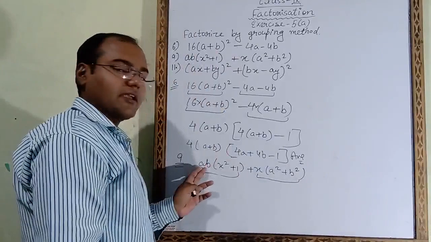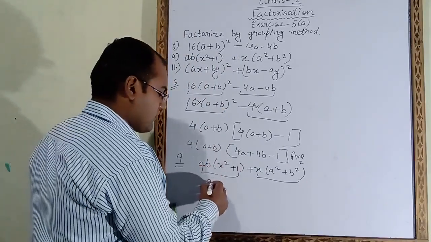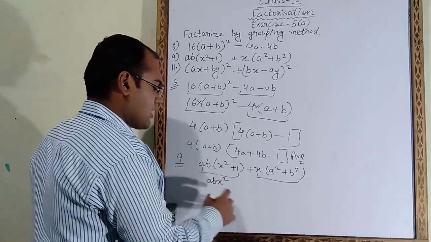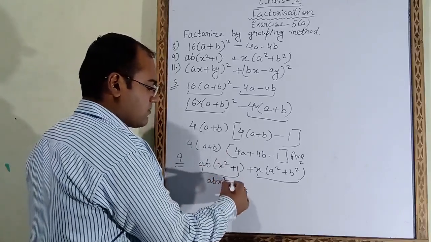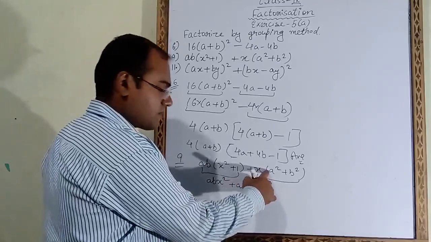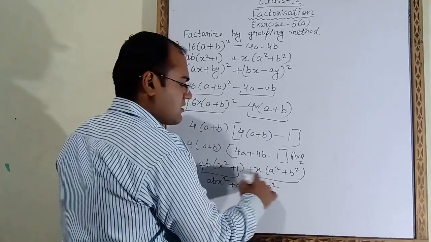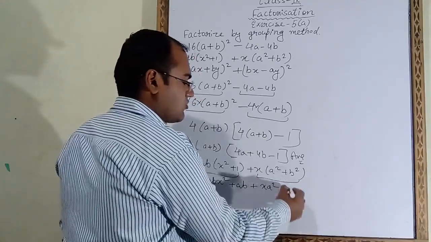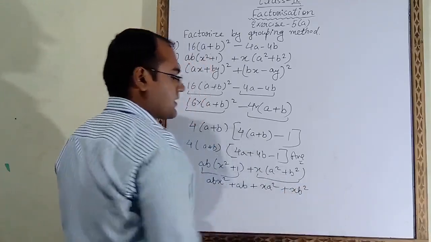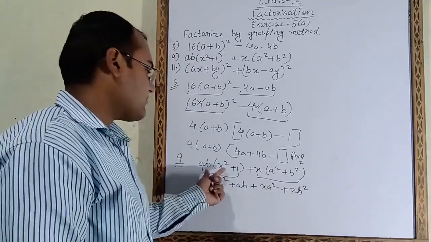Here we will multiply. This ab we have to multiply with both terms. So ab into x square will become ab x square. ab into plus 1 will be plus ab. Here also what sign is there? Plus. So plus x into a square will be x a square, plus x into b square will be x b square. So these two terms we get from here.